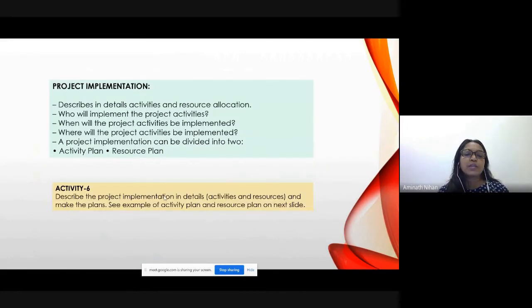Now we will look at project implementation. Here you are detailing the activities and resource allocations. Who will implement the project activities? When will the project activities be implemented? Where will the project activities be implemented? Okay. A project implementation can be divided into two parts, that is the activity plan and the resource plan. So first, describe the project implementation in detail, make an activity plan, then go ahead and make the resource plan. The examples are on the next slides.